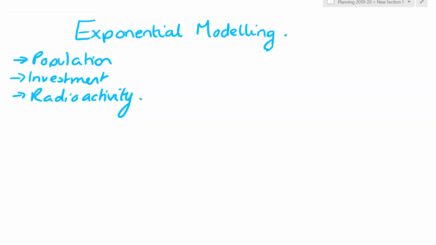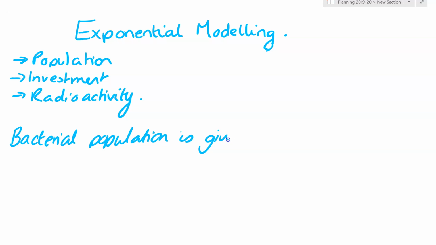I've got a couple of examples, one where it's an exponential growth, and that'll be a bacterial population, and one with an exponential decay, which I'm going to approach as radioactivity. So if we start with a bacterial population, we are given that the number of bacteria is 5,000 times 2 to the 3t.